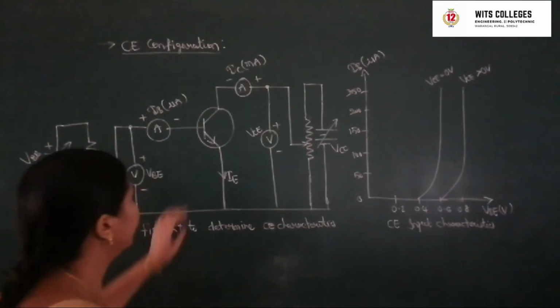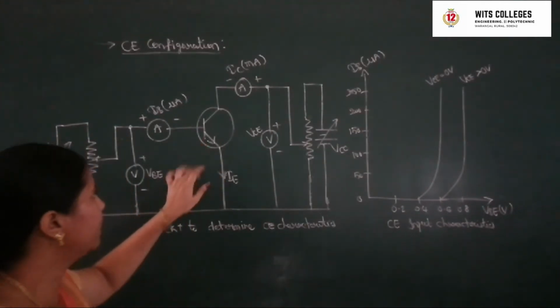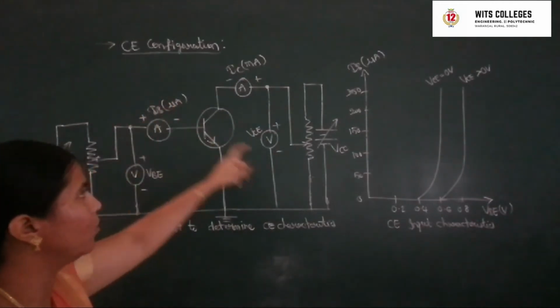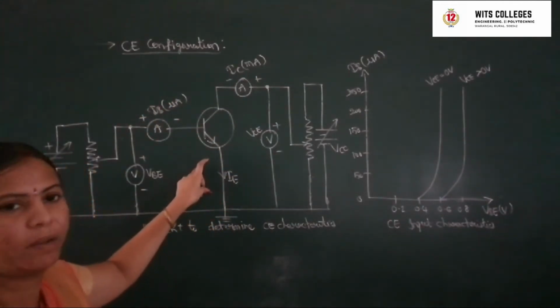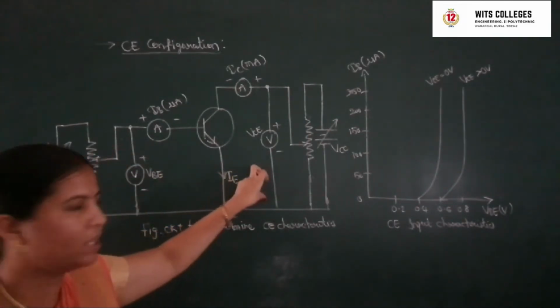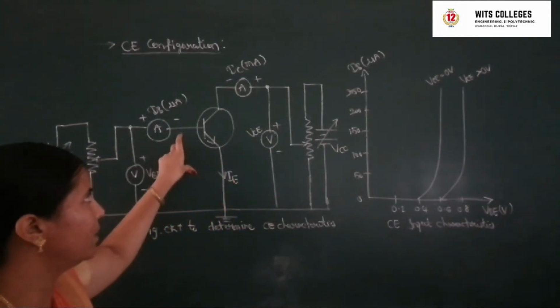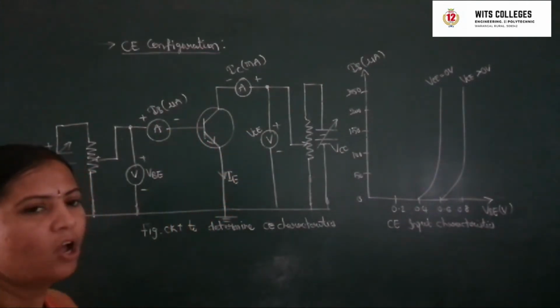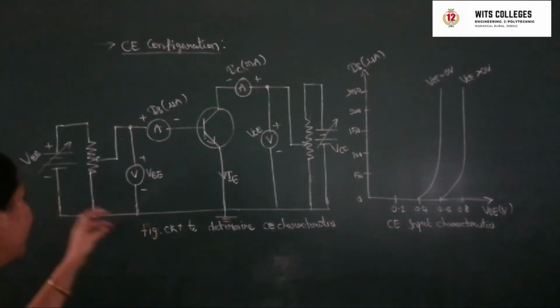Coming to the CE configuration, this is the circuit to determine the CE characteristics. Here we are taking the NPN transistor. The emitter is common for both input and output circuits, that's why we named it the common emitter configuration. The input is the base, and the output is the collector terminal.